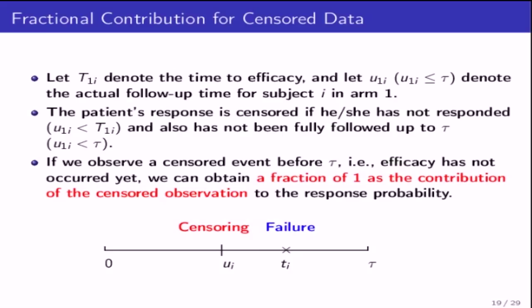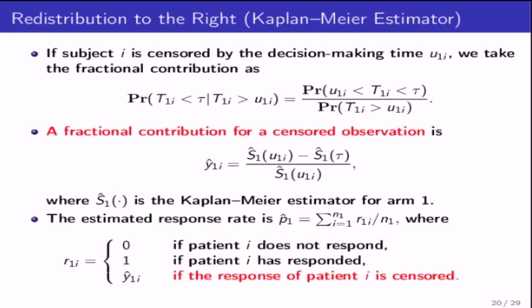So if we observe a censored event before tau, then the efficacy has not occurred yet. We can obtain a fractional one as a contribution of the censored observation to the response probability. Using this idea of redistribution to the right, we can calculate this conditional probability. Given the subject has survived up to time U_i, what is the probability that this subject will experience the event between U_i and tau? We can plug in the Kaplan-Meier estimator into this formula, and we can easily calculate the fractional contribution for a censored observation.